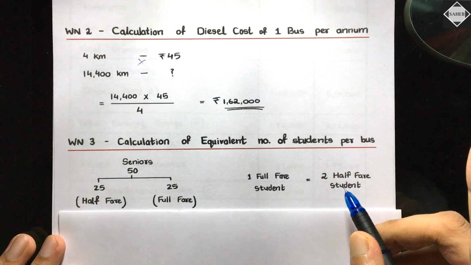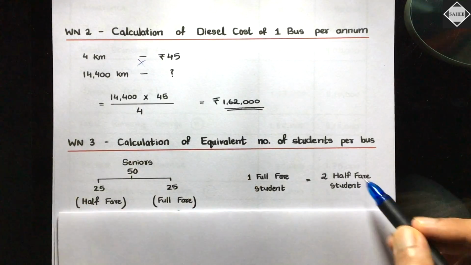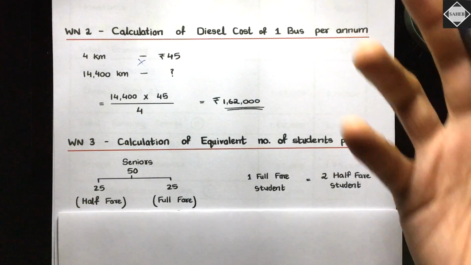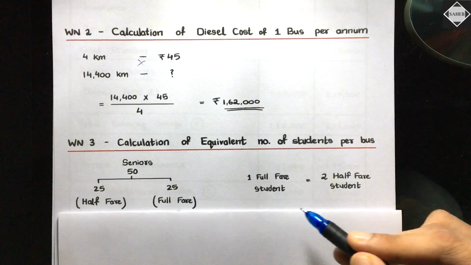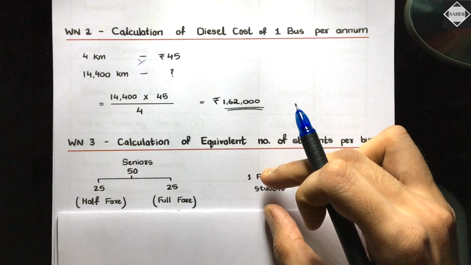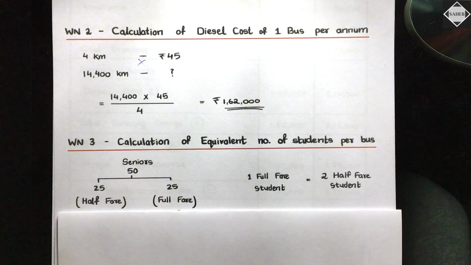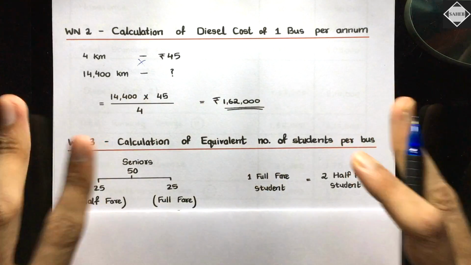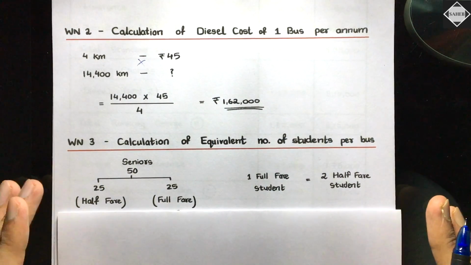Now you have to understand, one full fare student is equal to 2 half fare students. Whatever money we receive from a full fare student is equal to the money we receive from 2 half fare students. Just think from the point of view of school. So what we are going to do right now is convert full fare students into half fare students just for the calculation purpose. We will make everything equivalent, not the same, but almost similar. Is it clear?